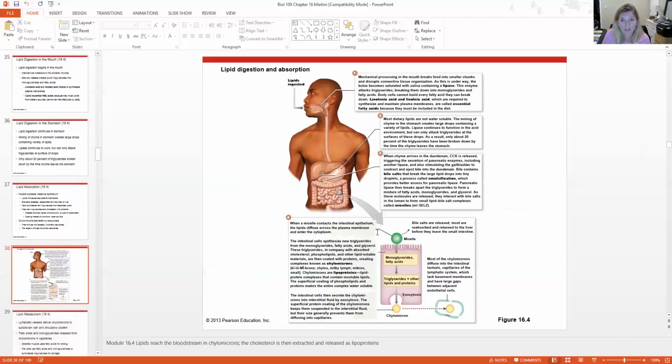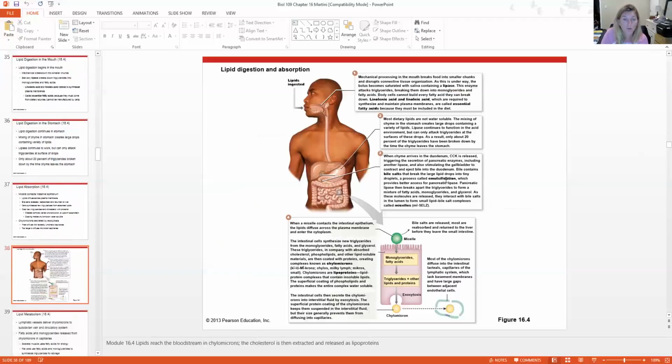This is the whole process of lipid absorption. This is that process here, this step number 3. For some reason, there wasn't a slide on that, but it's right here, and it just has to do with pancreatic enzymes and bile mixing with the lipids to continue their digestion.